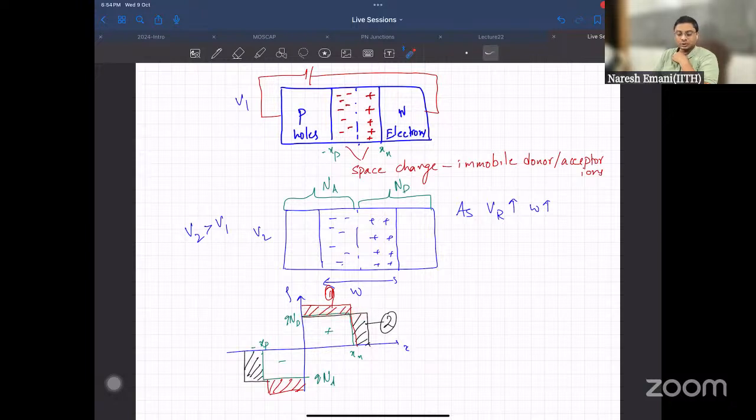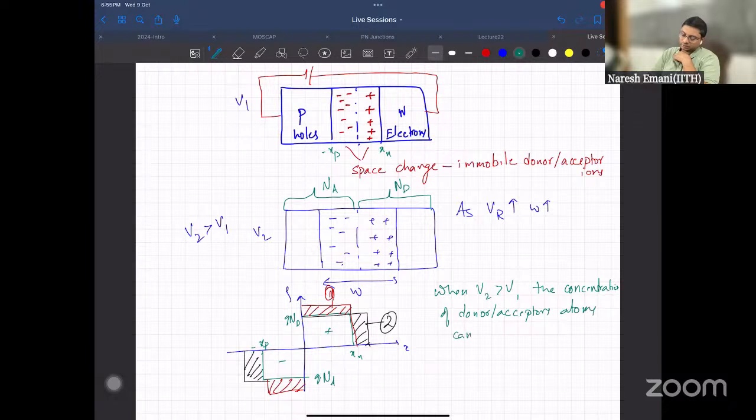Now, as you increase the voltage, you cannot change the doping density. You cannot change the concentration of donor ions. When V2 is greater than V1, the concentration of donor or acceptor atoms cannot change, correct? Agreed? Got it?